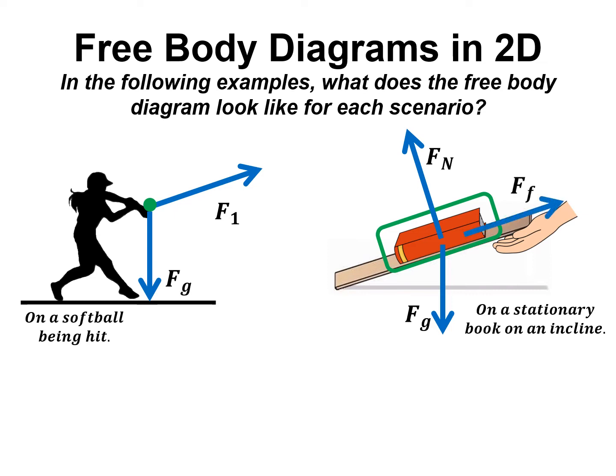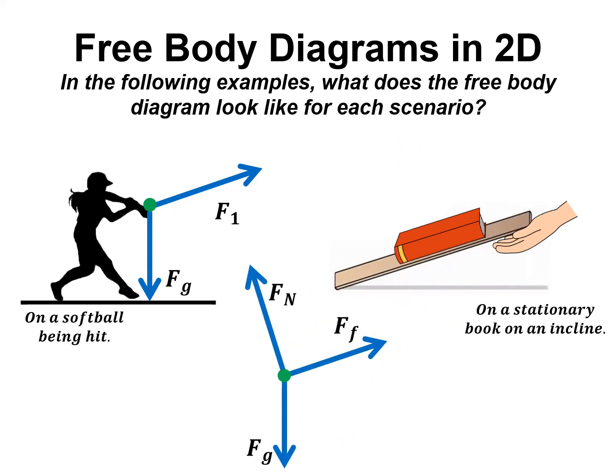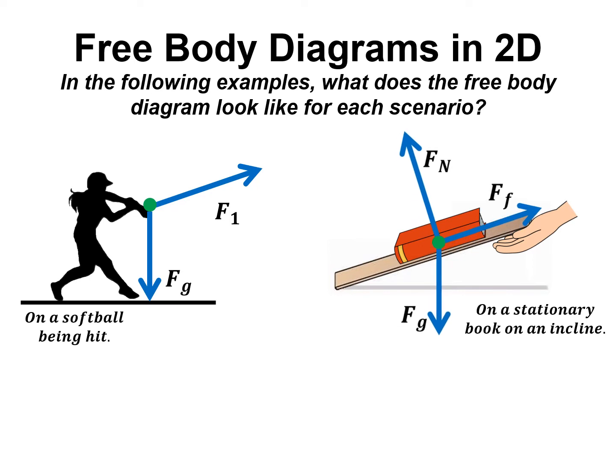Then we've got force of friction again up the ramp because it wants to slide down the ramp, but since it's not sliding, the board is pushing up on the book with a force of friction. So the book becomes our system, and then we have our forces being applied, and that is what our free body diagram is going to look like for our book.